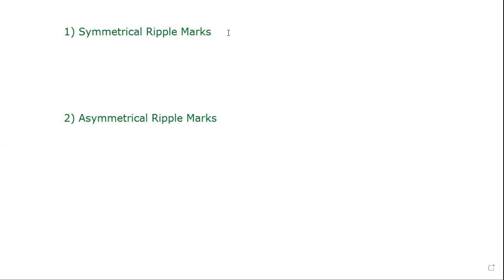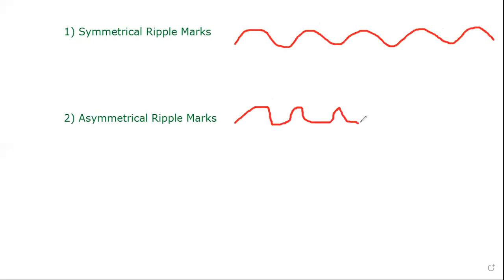Okay, now what is the difference between symmetrical and asymmetrical ripple marks? That I want to show you. Just a minute. So such a type of structure is considered a symmetrical ripple mark, and such a type of wave-like structure is considered an asymmetrical ripple mark. Now you can clearly see the difference between symmetrical and asymmetrical ripple marks. Now what is the difference between these two?